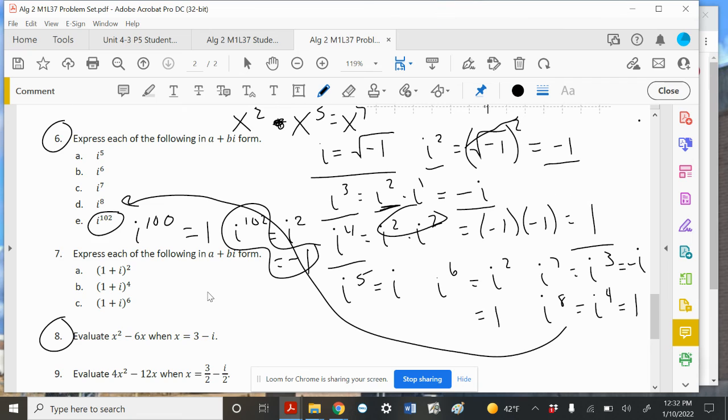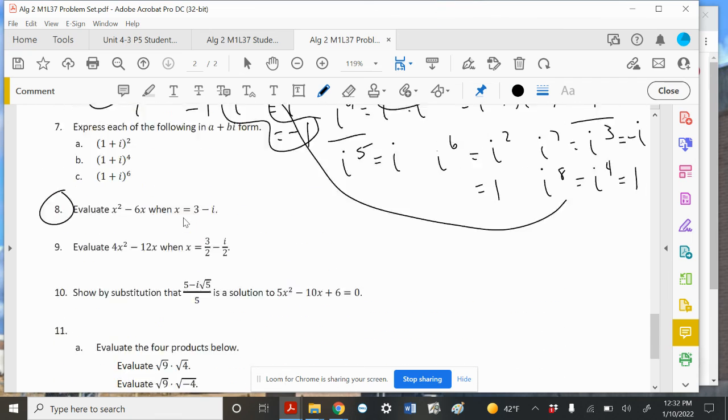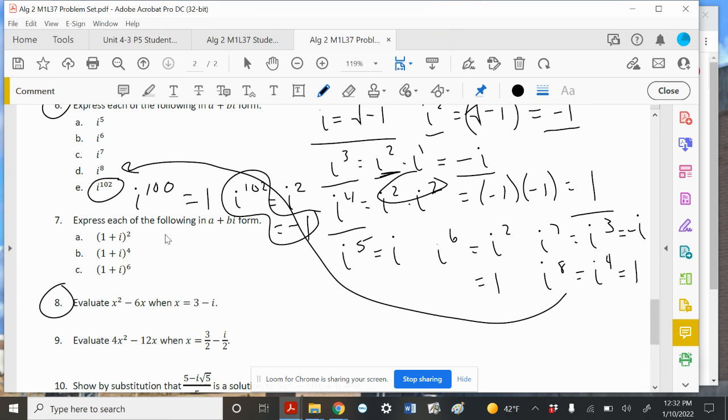And then we're going to do number 8 next time. So we'll get a chance to see a few more problems as we go along in the next class.